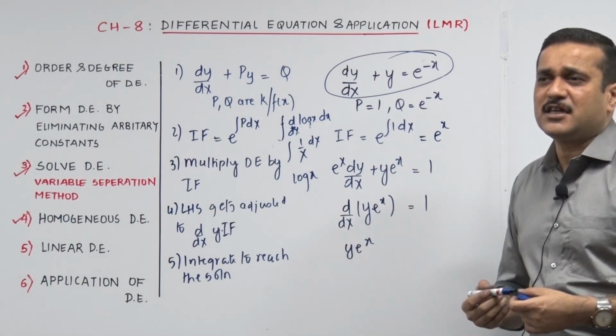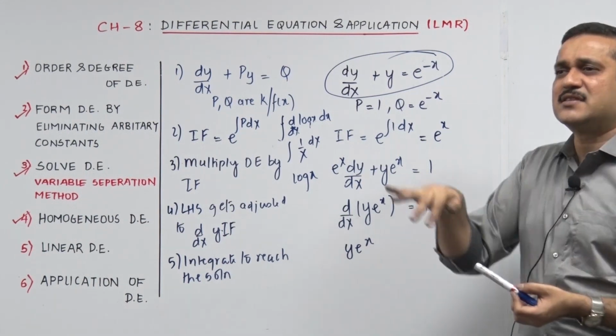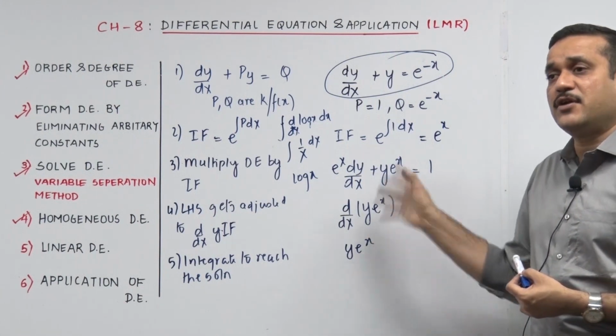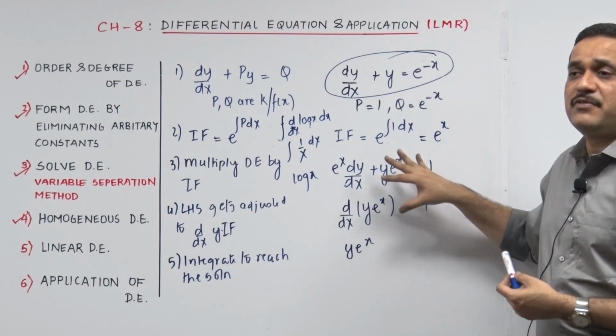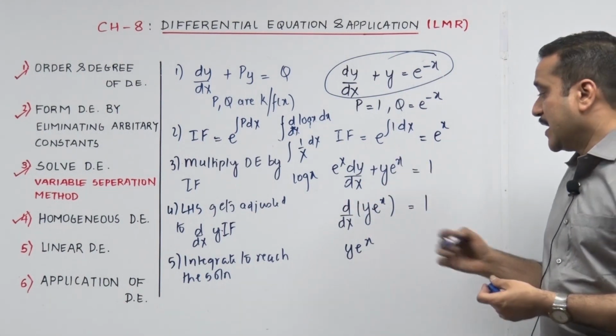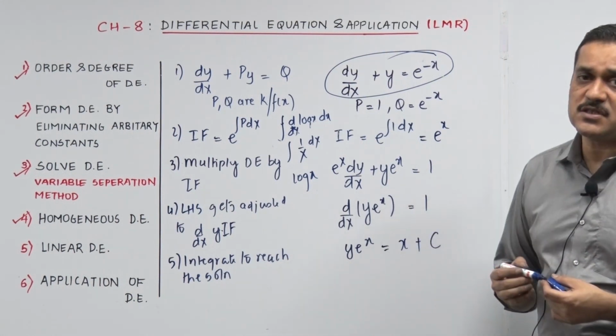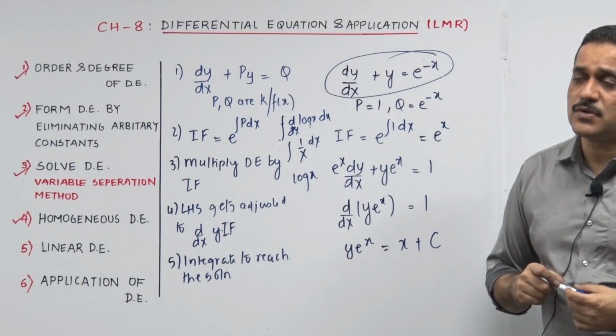So that's the advantage of a linear differential equation. There is no tension of integration on the left hand side, because it's a perfect derivative. So when you integrate, you are going to be left with the function whose derivative it was, and on the other side the integration of 1 is x, and then of course the constant c. Now I got my solution so easily.